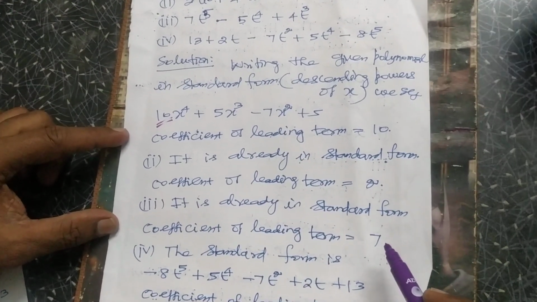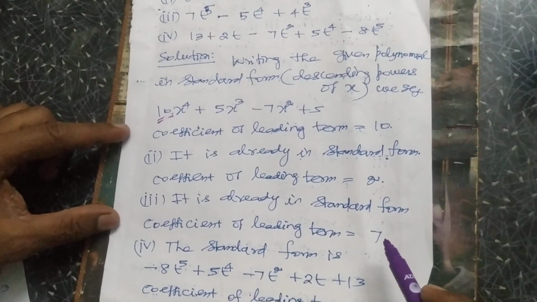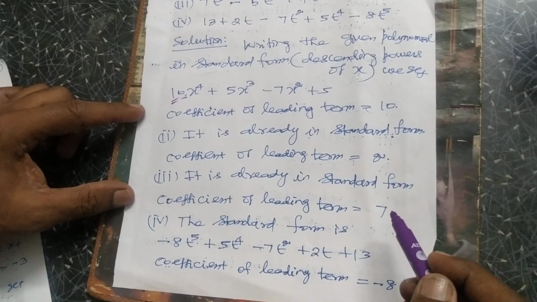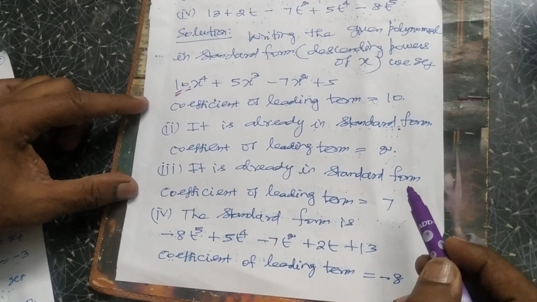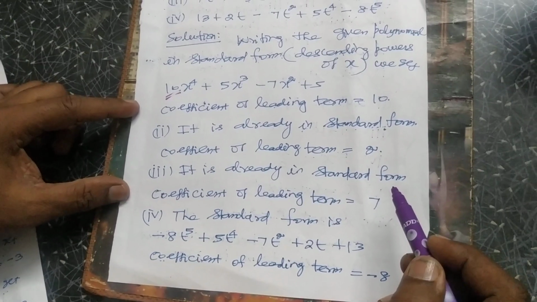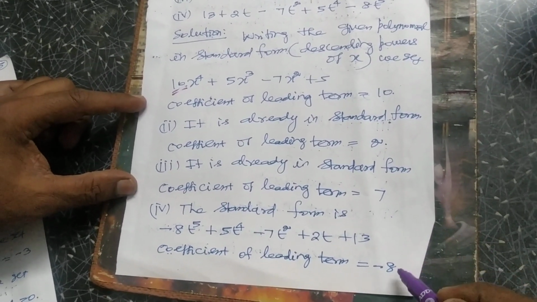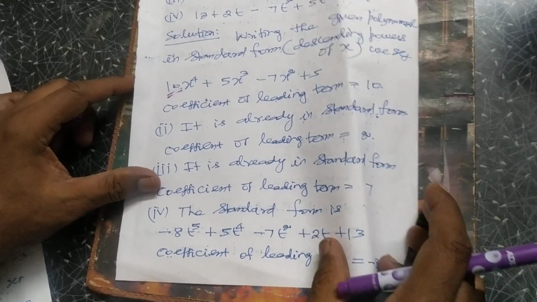The fourth one is not in standard form. Write it in standard form. The highest power is t to the power 5. The variable is t. Therefore, the coefficient is minus 8. That is known as the leading coefficient.